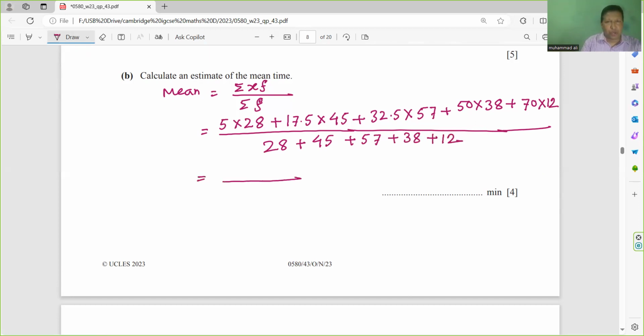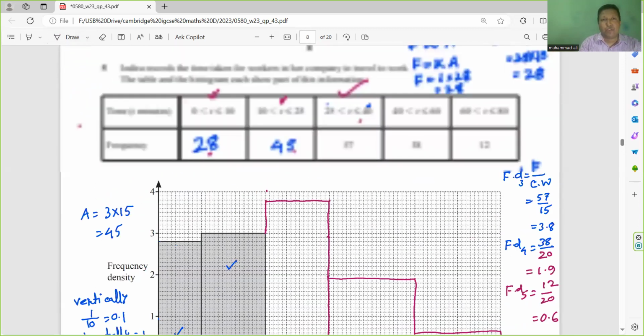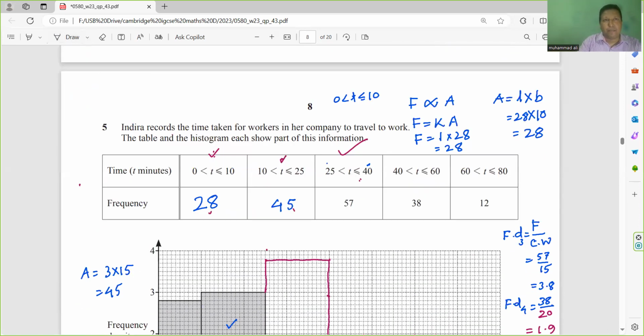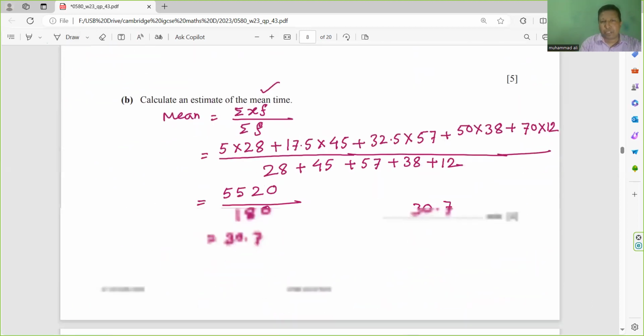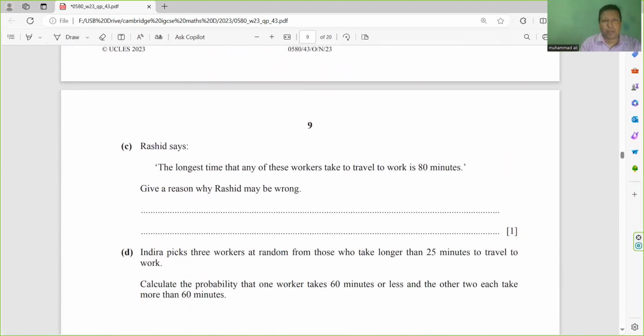After calculation, we get 5520 divided by 180, so the mean time is 30.7. How did we do this? At first we find the midpoint of each time interval and multiply it by its frequency, and each of these multiplications we add, divided by the total frequency. In this way we get the mean.